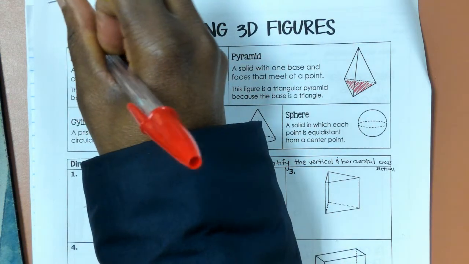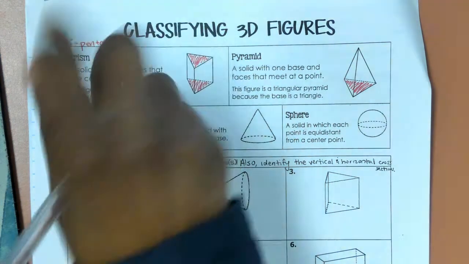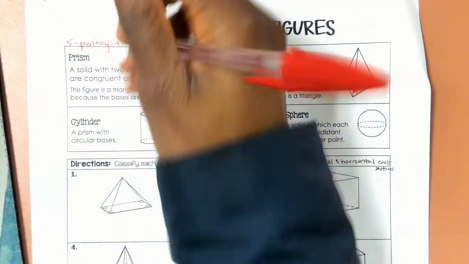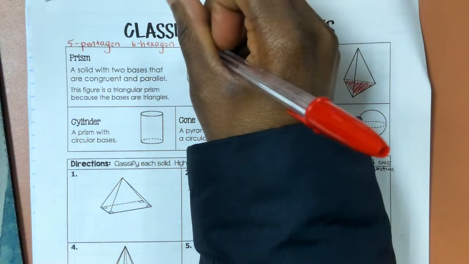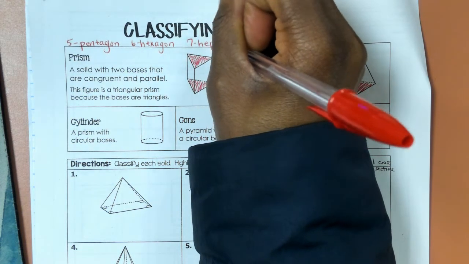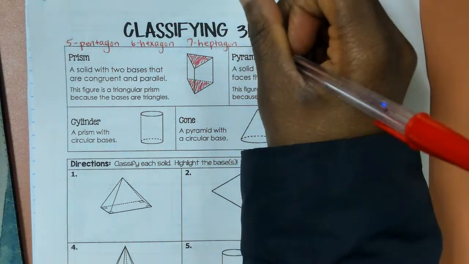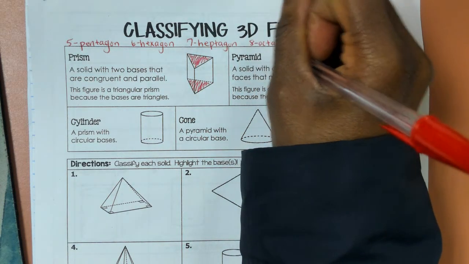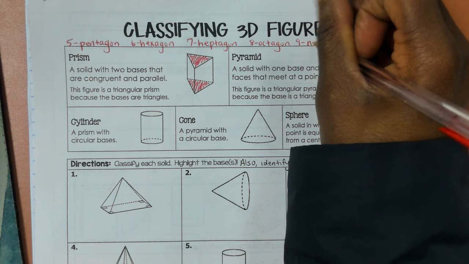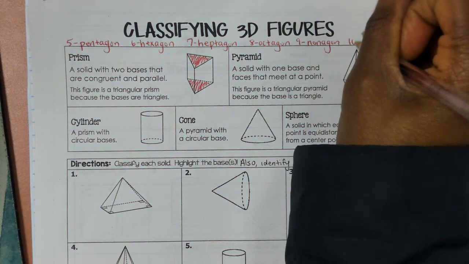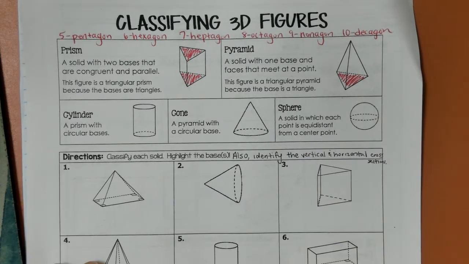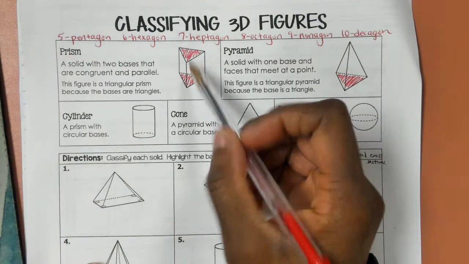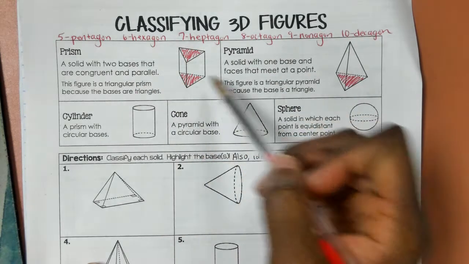If it has 5 sides, then it would be considered a pentagonal prism or pyramid. 6 sides is a hexagon. 7 is a heptagon. 8 is an octagon. 9 is a nonagon. And 10 is a decagon. Okay, so those are going to be helpful when we're saying if the base shape is a different amount of sides than 3 or 4.